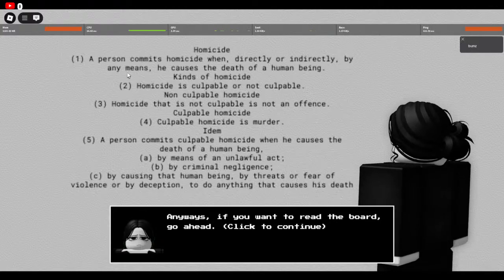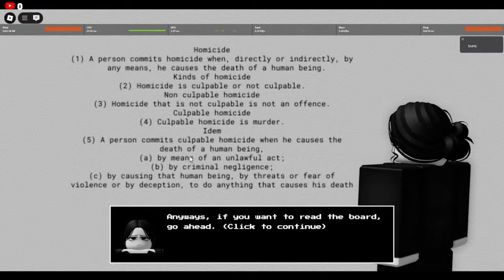A person commits homicide when, directly or indirectly, by any means, he causes the death of a human being. Kinds of homicide: homicide is culpable or non-culpable. Homicide that is not culpable is not an offense. Culpable homicide is murder or manslaughter. I don't know what to do here.